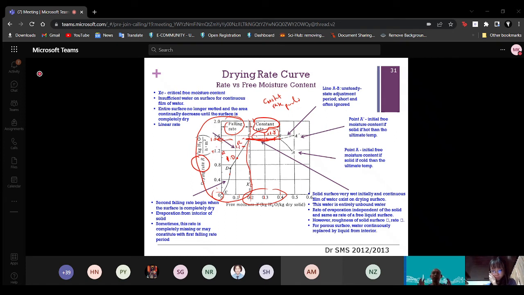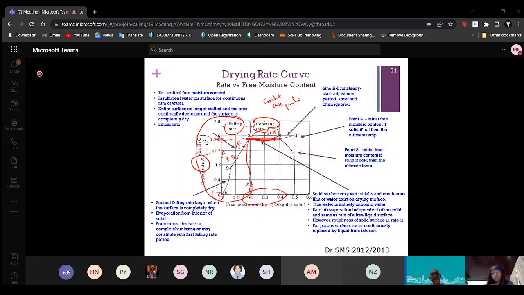Okay, so to conclude, in the drying, you're gonna observe a very distinctive period. One is constant rate period, we call it constant rate period. Another one is we call it falling rate period. Boleh? Finally kita sampai kat sini lah, constant rate dengan falling rate.